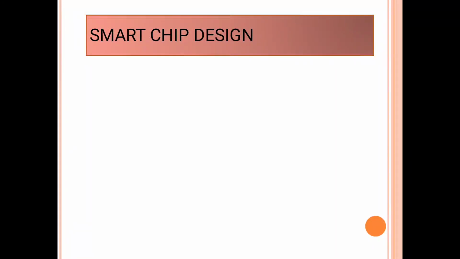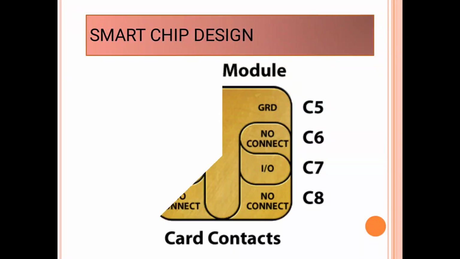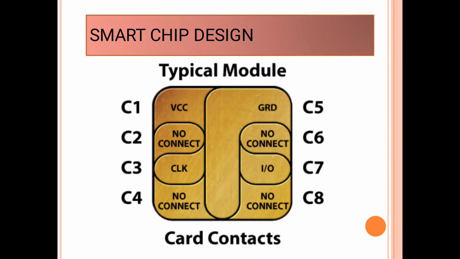Next is the design of smart chip. In the picture is the typical model of smart chip. The portions of chip are divided into 8 contacts. Contact 1 is VCC, the power supply. Contact 2 is RST, reset signal, which is used to reset the card's communications. Contact 3 is CLK, which provides the card with clock signal.